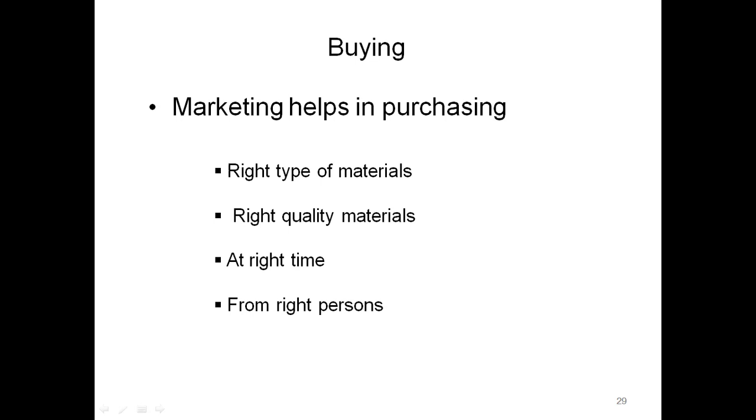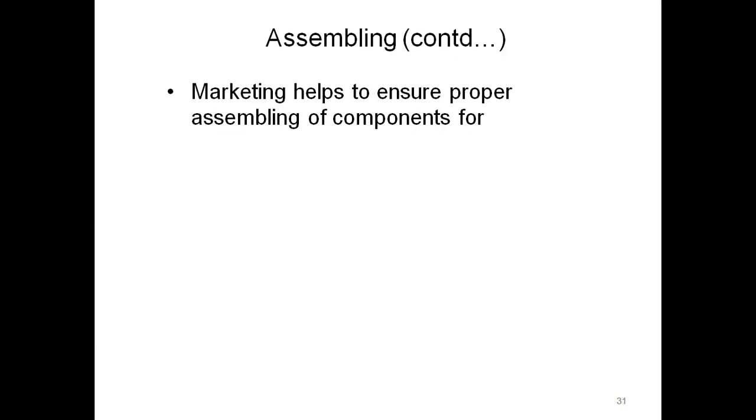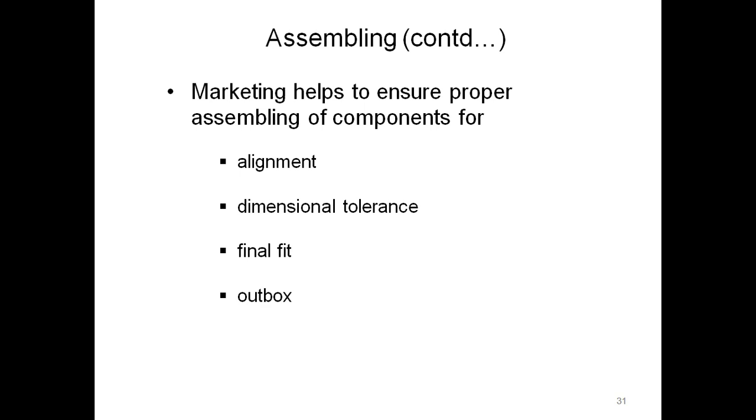Marketing helps in purchasing the right type of materials, of right quality, at the right time, from the right persons. Assembling is a function where components are assembled to form the final product, like an electric motor engine. Such components may be produced by the firm or purchased from other firms. Assembling helps to ensure proper assembling of components for alignment, dimensional tolerance, and final fit.